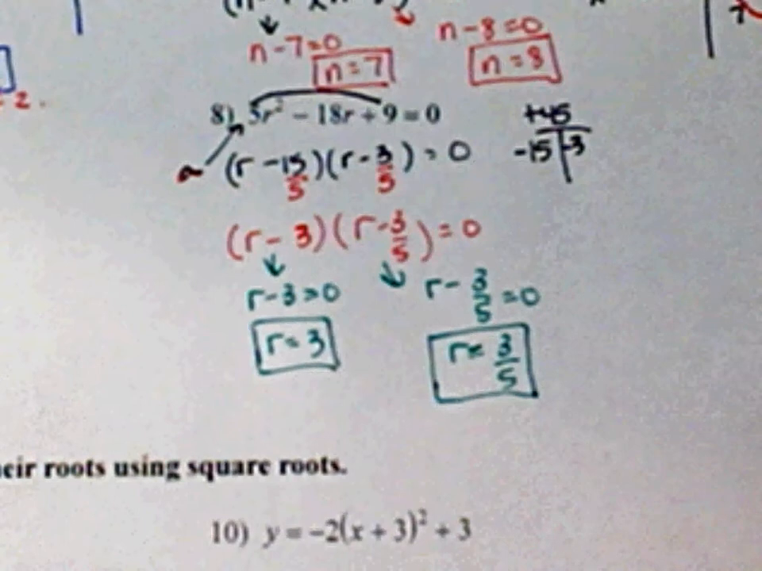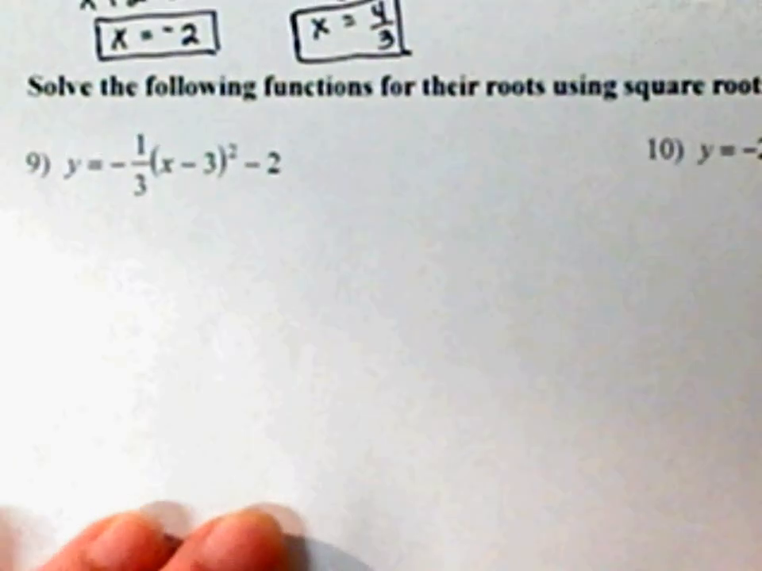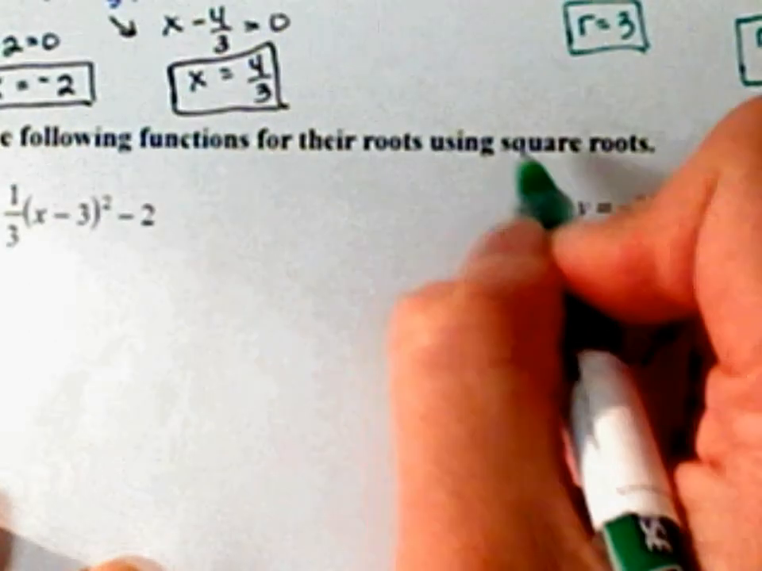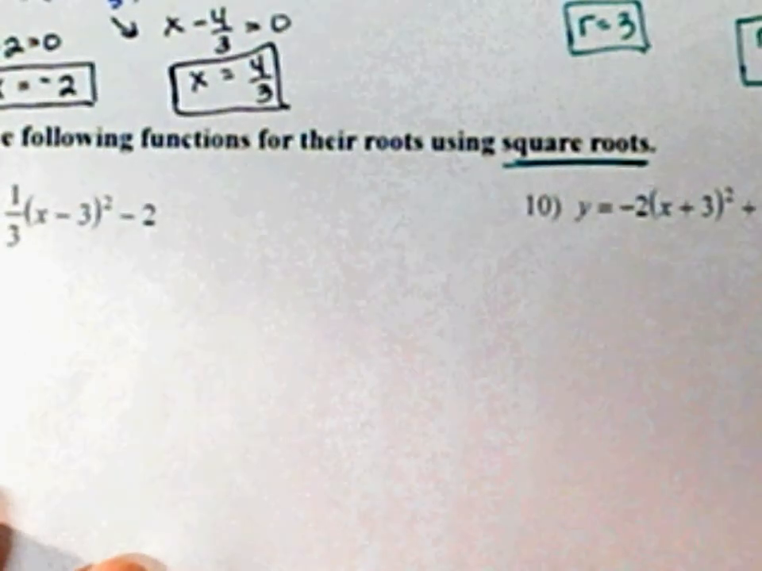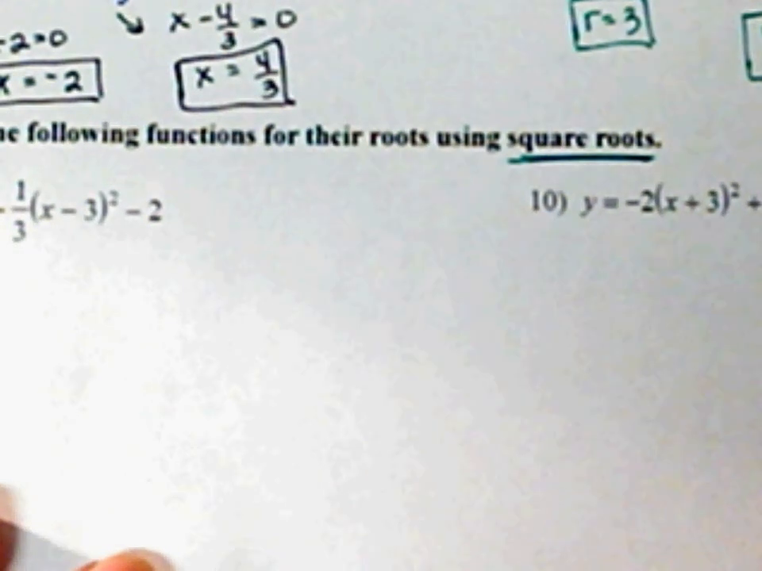Number 9, it says, solve the following functions for their roots using, keyword here, square roots. Make sure you read the directions. At first it was by factoring, so I had to do all of the first 8 by factoring. Now these last two right here, we're going to do by square roots.